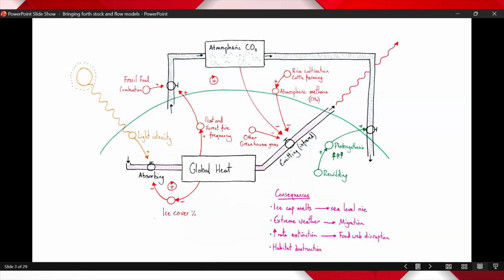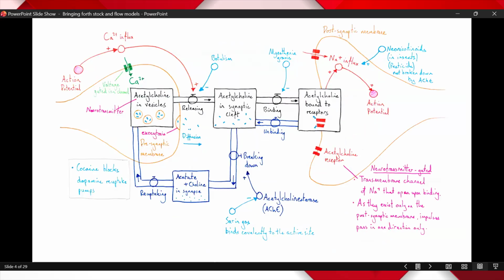They can get a bit more complicated. This is the greenhouse effect. This is for 14-year-olds. And here's another example from IB biology. This is the synapse, again with concrete elements, which I like to put in.